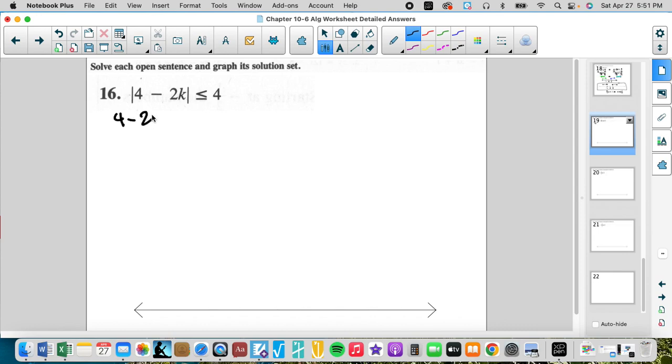4 minus 2k is less than or equal to 4. Less than is an and. 4 minus 2k is greater than or equal to -4. Subtract 4 from both sides, -2k. Ooh, I like this problem.